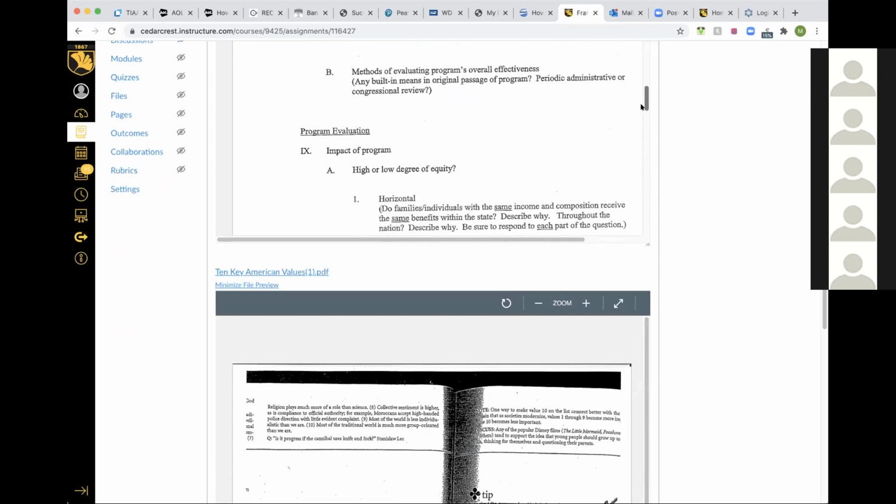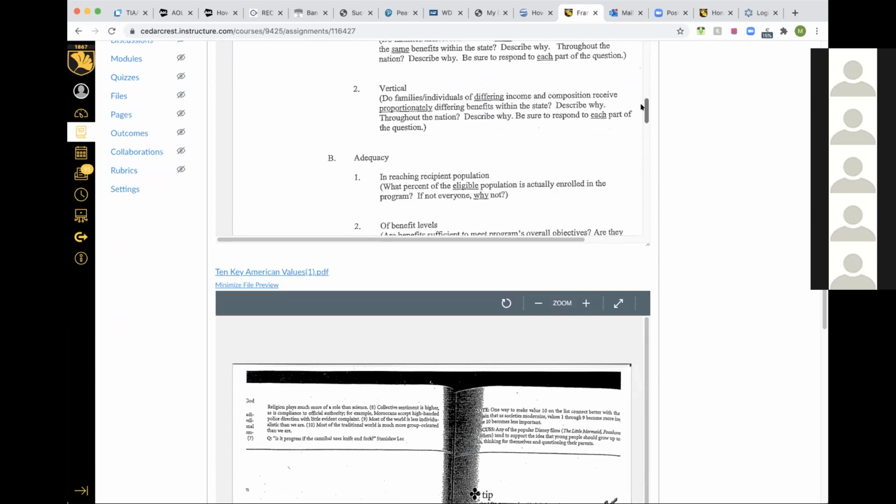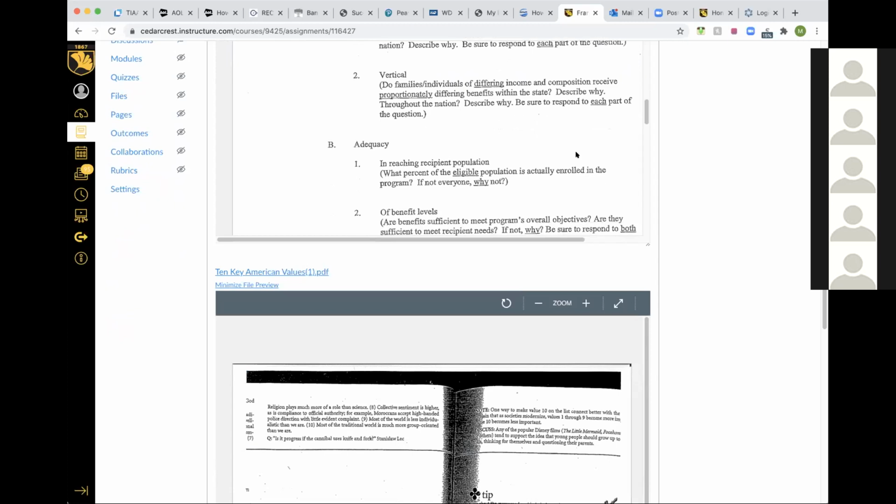Adequacy, again, we're talking about evaluating the program. How adequate are the benefits in reaching the recipient population? The question here is, what percent of the eligible population is actually enrolled in the program?